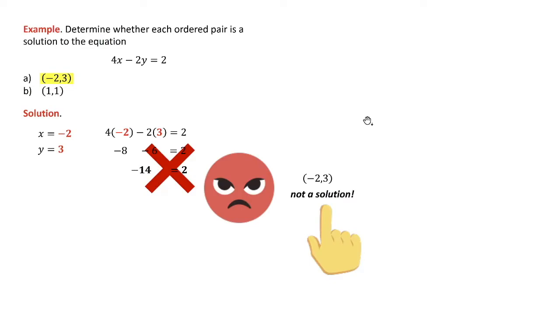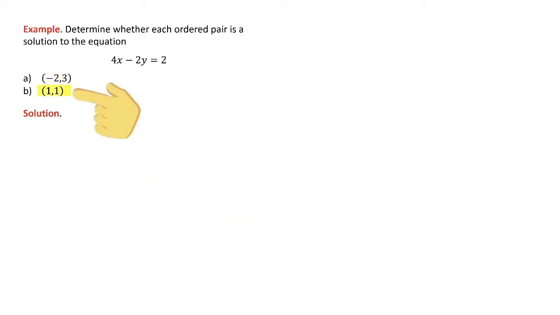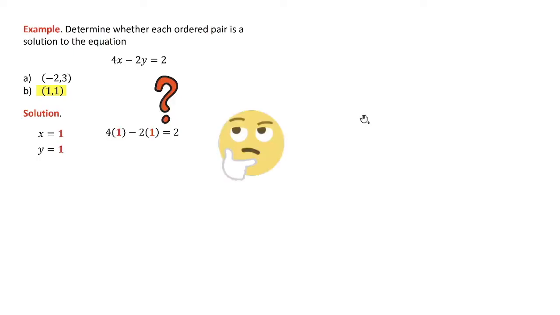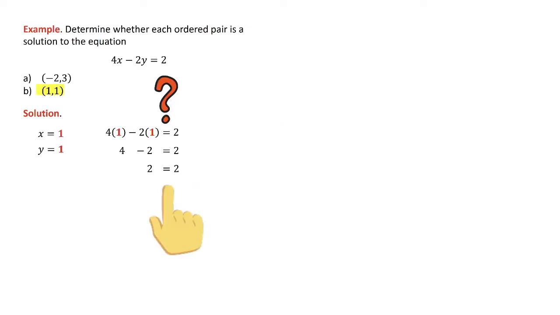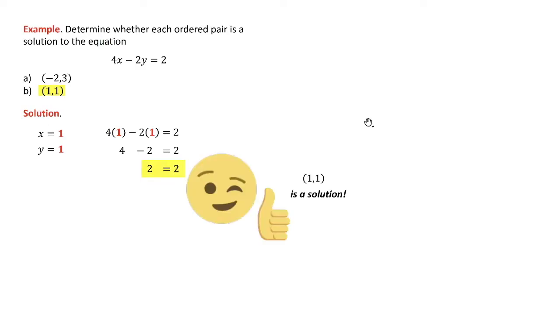That's fine. Now, how about 1, 1? Is that a solution? Well, again, we have x equals 1. We have y equals 1. And we will substitute into the equation and see if they're equal. So we plug them in. Let's take a think on this, and do a little algebra. And yes, they are equal. So x equals 1, y equals 1 works when substituted into the equation. So 1, 1 is in fact a solution.